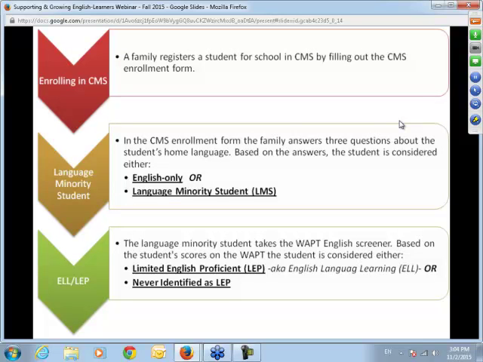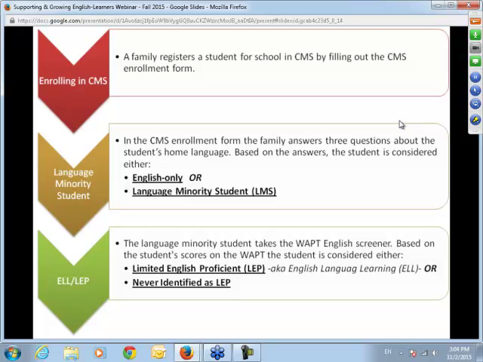All right. And so the first thing we really want to make sure is clear is how these students are identified and the process that we use to enroll them in CMS schools. So basically it starts out, a family would register their student in CMS by filling out the CMS enrollment form. And then you'll notice that if they're a language minority student, this is how we're finding that out. When they fill out the enrollment form, they answer 3 questions about their home language, and based on these answers, the student is considered either English only or a language minority student.